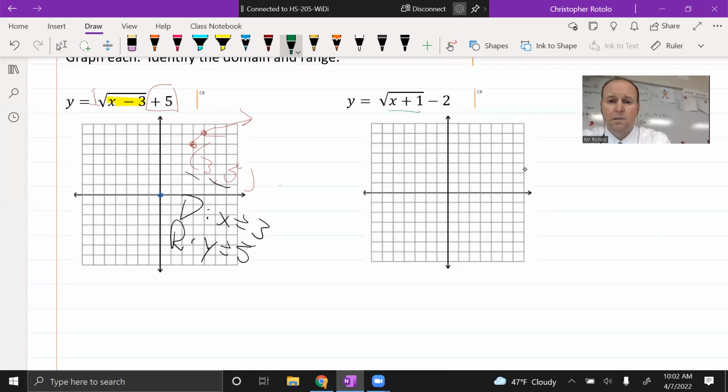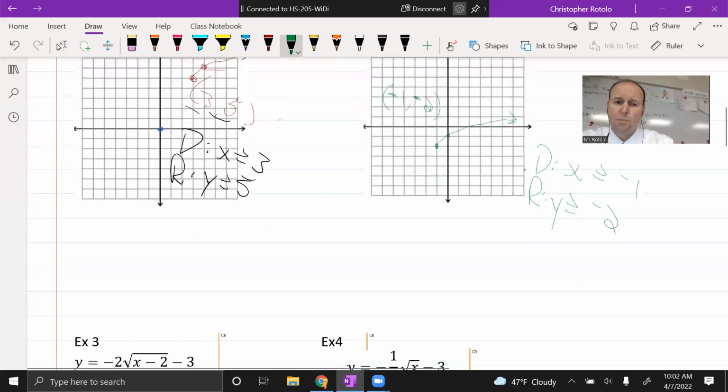Right, next one, here we go. Minus 1, minus 2, negative 1, negative 2. It's still positive 1 out here, so I'm going to go up 1 and over 1 and start getting that arcing shape. So the domain, x is greater than or equal to negative 1. The range, y is greater than or equal to negative 2. All right, not too bad so far, right?